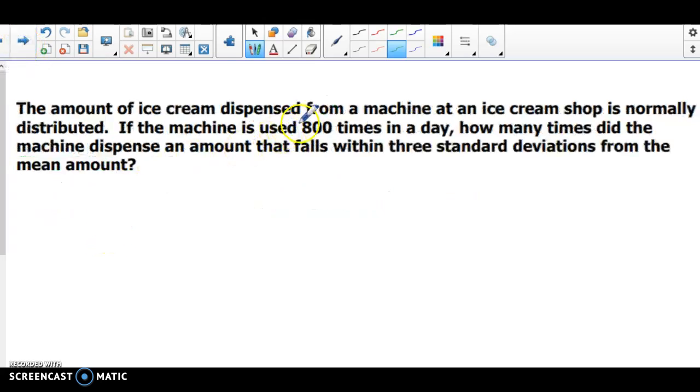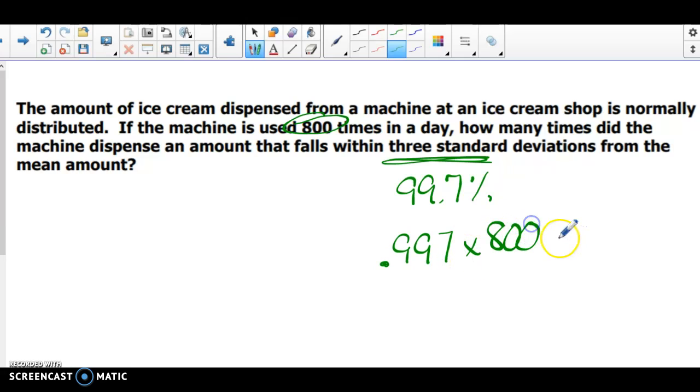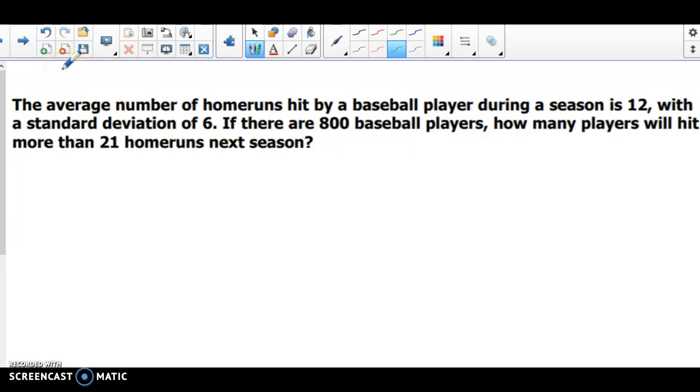We have 800 times a day. How many times does it dispense? Fall within 3 standard deviations. 3 standard deviations is 99.7%. So we move it 2 decimals over, so 0.997 times 800. And that gives us 797.6. So we would round that up to 798. You've seen those last two on your quiz, so hopefully you remember those.